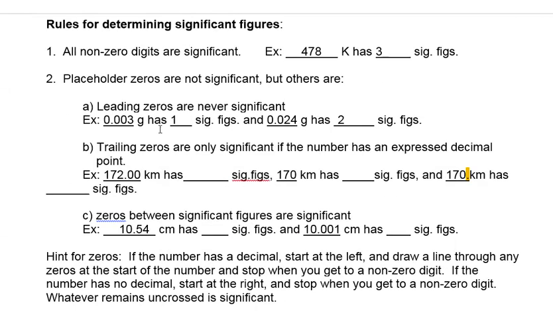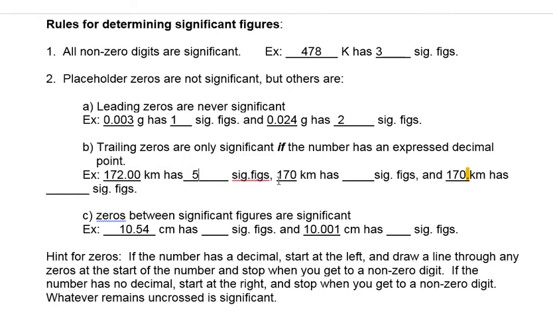Trailing zeros have an if in their rule. So that's kind of important. They're only significant if there's already a decimal point. So if I have 172.00, those zeros aren't pushing anybody over. They're just there to say this was measured precisely all the way to the nearest hundredth of a kilometer. So that actually has 5 significant figures.